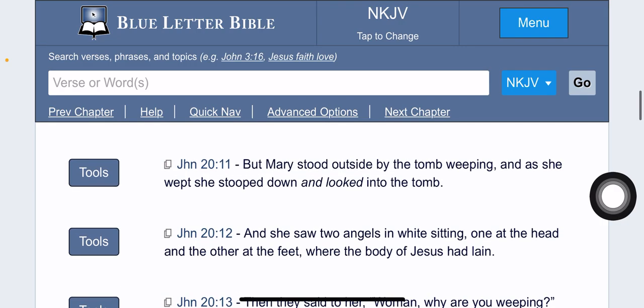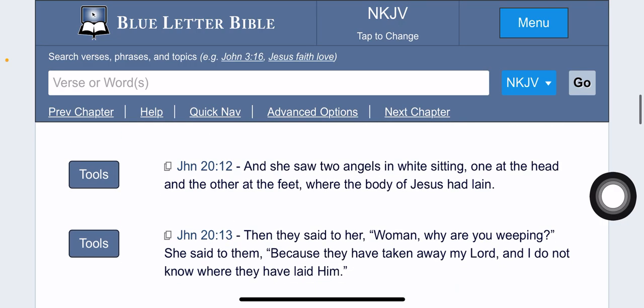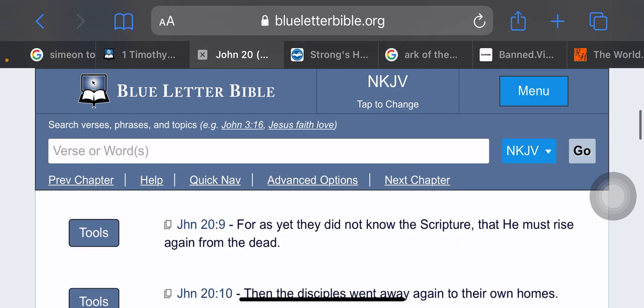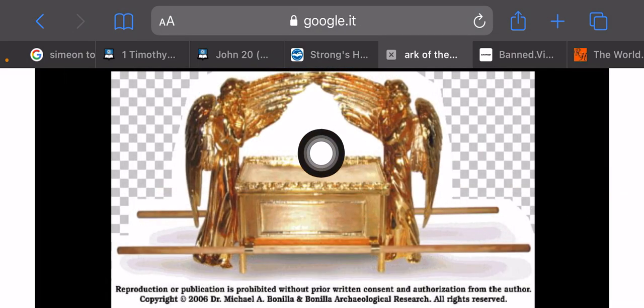So that was Yahawashi fulfilling this. Now, going back to this image, the angels were sitting one at the head and one at the feet. Yahawashi is the one now sitting at the mercy seat, you know. So this Ark of the Covenant represents Yahawashi. I hope this lesson was edifying and I hope I hit the point.